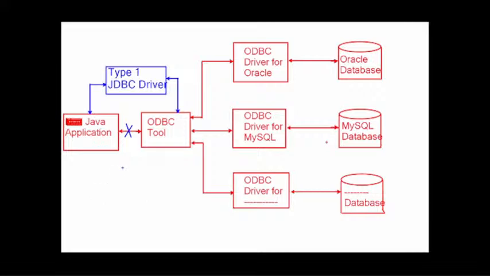So this connection failed. That is the reason the type 1 driver came. Whatever instruction the Java application passes to get data from the database, that instruction is converted into an ODBC understandable format by the type 1 JDBC driver. After this, the ODBC driver will pass the information to the Oracle database, converting it into a database understandable format. Like this, it is connected.